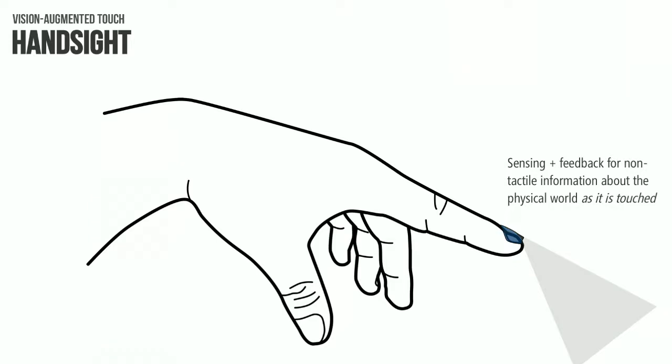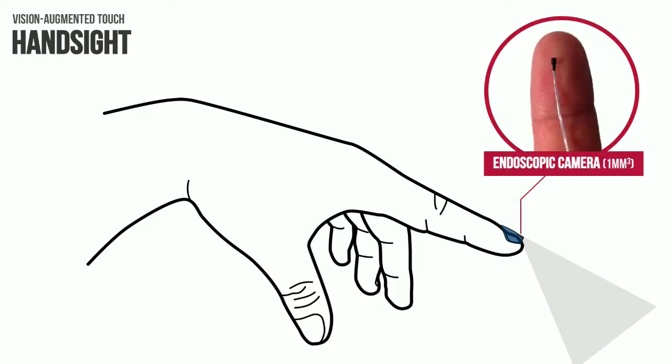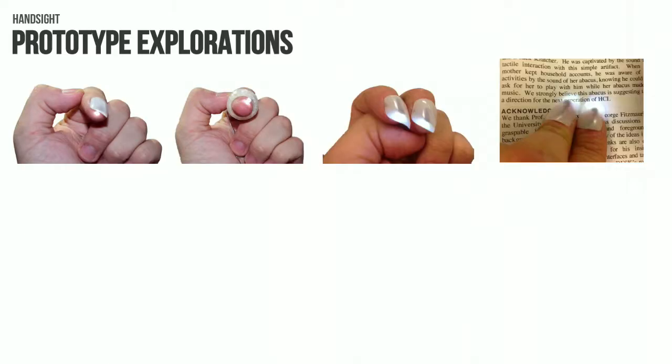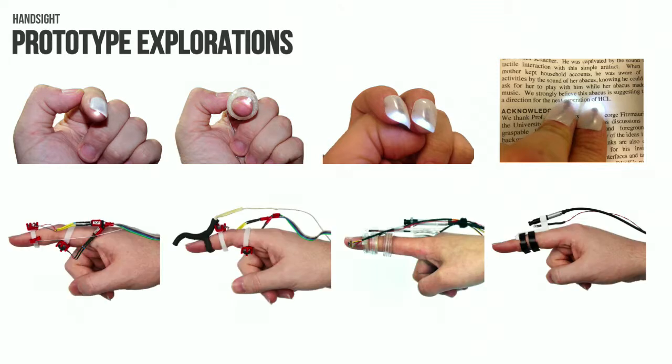So in the Handsight system, we're using a finger-mounted wearable camera to try to assist blind users in learning about non-tactile information. And the camera itself is an endoscopic camera used in non-invasive surgeries. This tiny form factor allows us to explore new kinds of designs, including cameras mounted under acrylic fingernails, instrumenting more than one finger, and also ring-based designs.